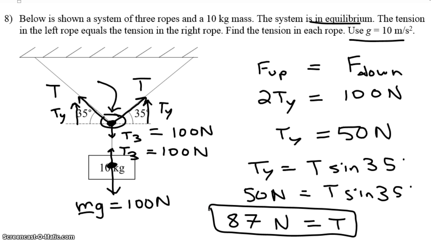Does this make sense? Yes, this makes sense. T, the tension, 87, has to be bigger than its y component because T is the hypotenuse and Ty is just one of the legs. And the legs are not as big as the hypotenuse. So look, ladies, I didn't even draw Tx into my picture. It's not needed to solve, so you don't need to put it in.